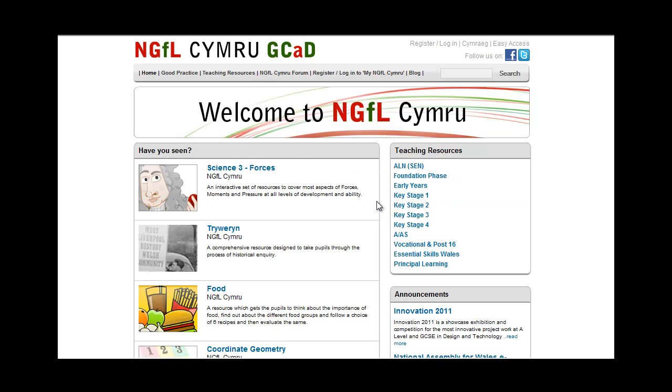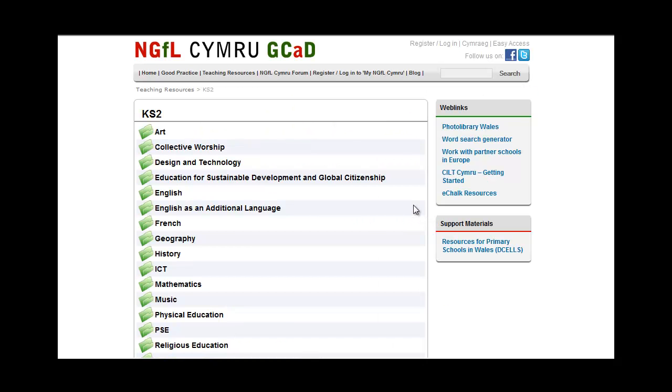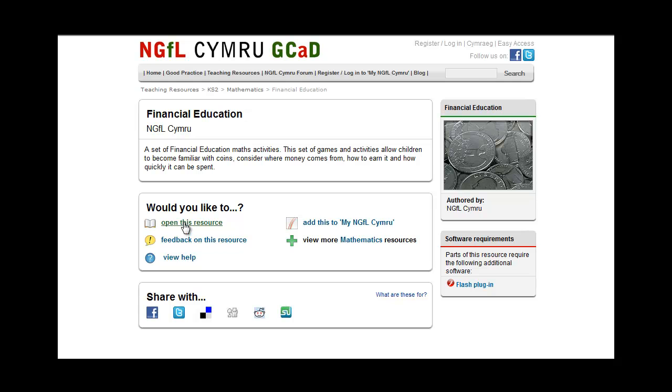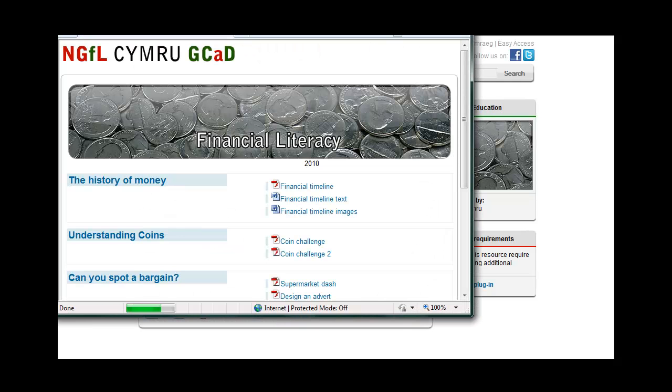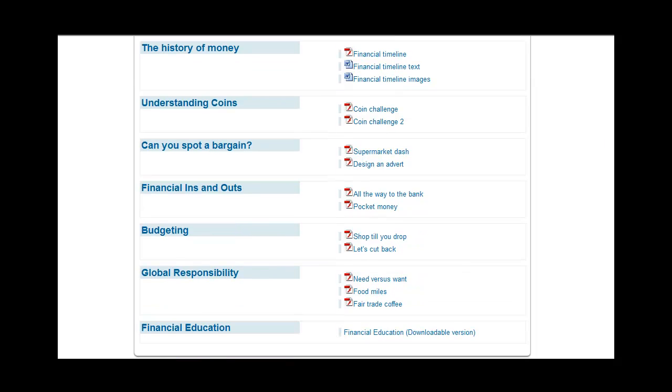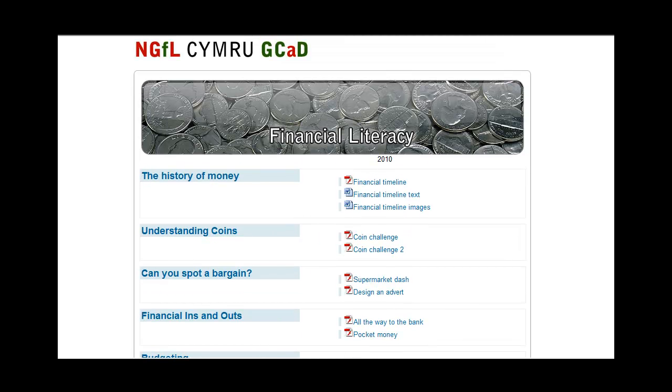If you're looking for resources that help you deliver effective financial education, then these units, created in partnership with the WFEU, can help. As you can see, there are a number of activities available to help develop pupils' financial understanding, skills and confidence, and help them to meet the challenge of managing money and making informed decisions.